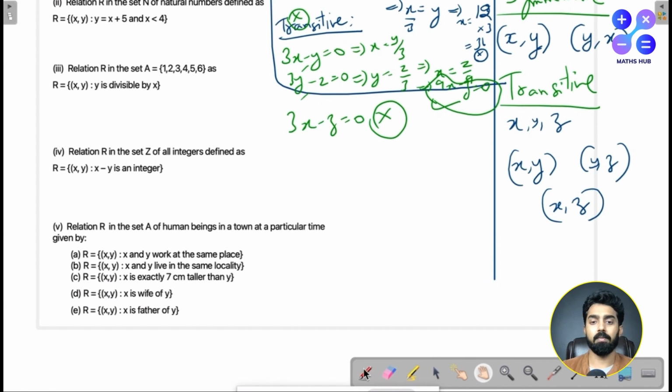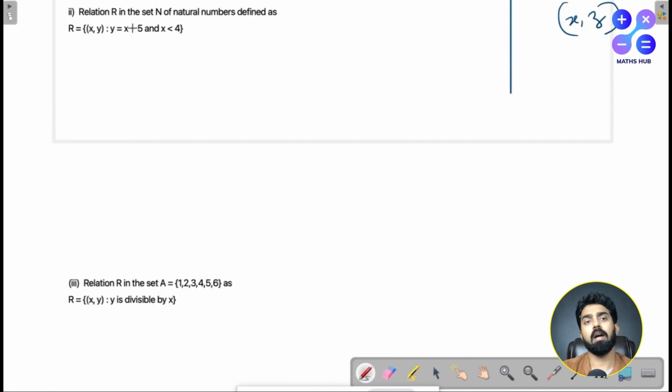So I'm going to take this one, right? Relation R in the set N of natural numbers defined as R is x comma y such that y equals x plus 5 and x is less than 4. So in the set N of natural numbers, that is the overall set, and we have a relation defined in this way. Now let's see if it is reflexive.